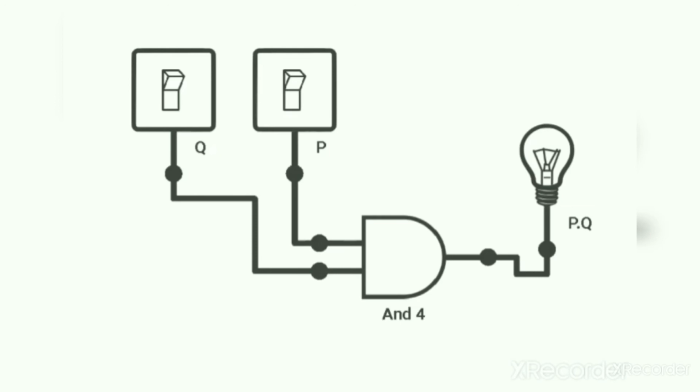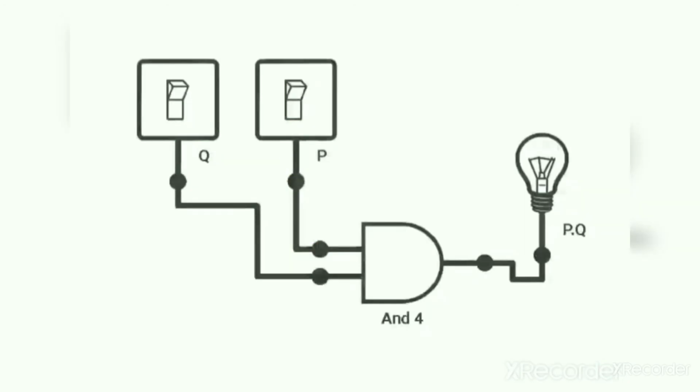Suppose I turn on the switch P, then what will happen? See, the switch became red. That means the P switch is on and the line attached to P became red. So that means P equal to 1. Now we will see each case of the truth table.